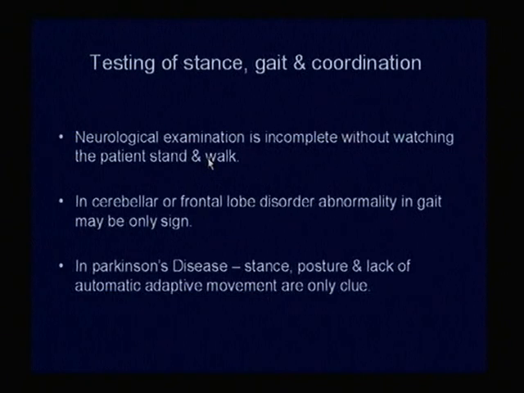And in Parkinson disease, stance, posture and lack of automatic adaptive movements are the only clue. Here the patient may walk with a festinant gait, keeping his arms by the side of the body and making no movement, and he has a masked face. So one can always find out that he has features of Parkinson disease.